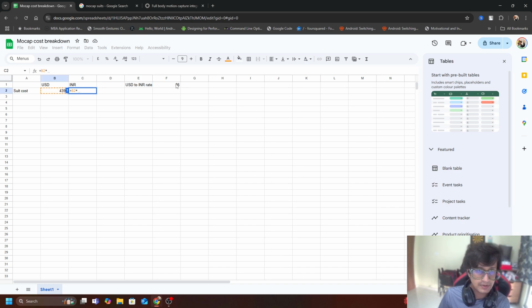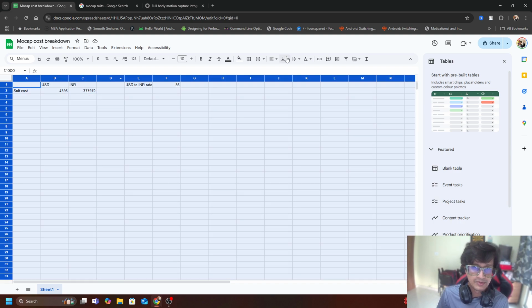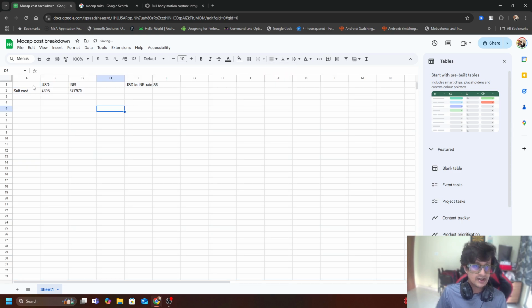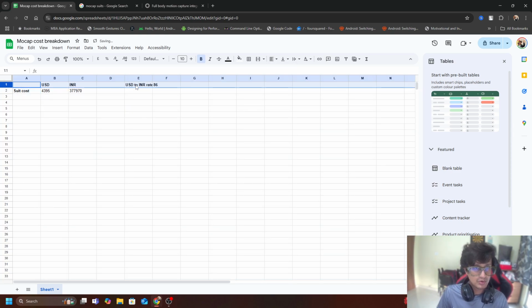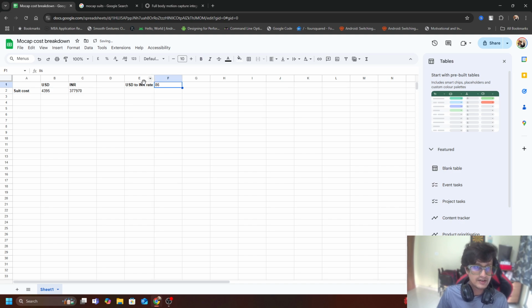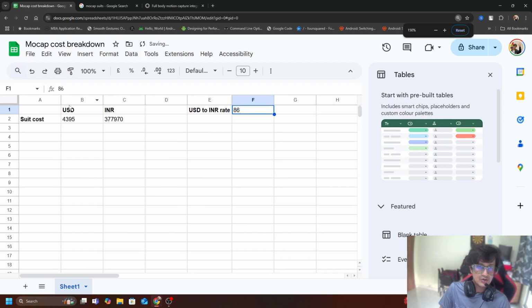So this multiplied by this, and I'm just going to put in a dollar sign because we're going to use this a lot. Okay, so that's about 3,77,970 rupees. I'll just clean this up a bit and make this bold, so there is visibility, and I will zoom in so that we are able to see this cost properly.